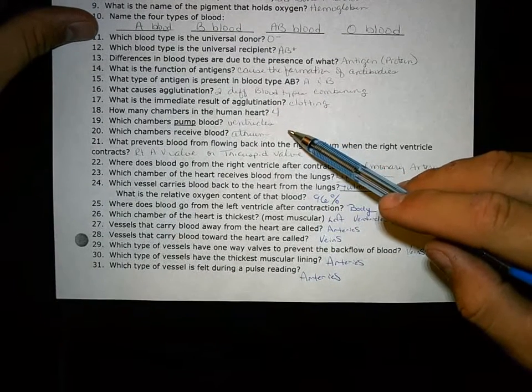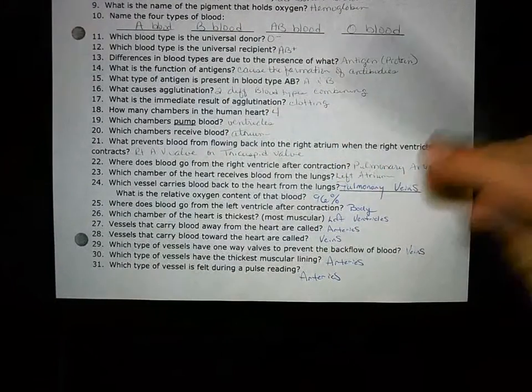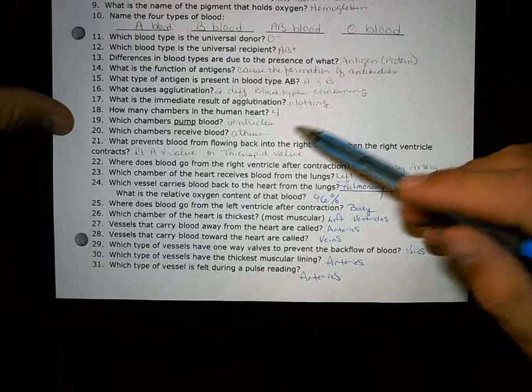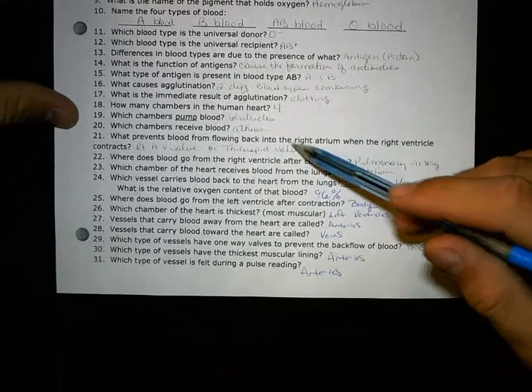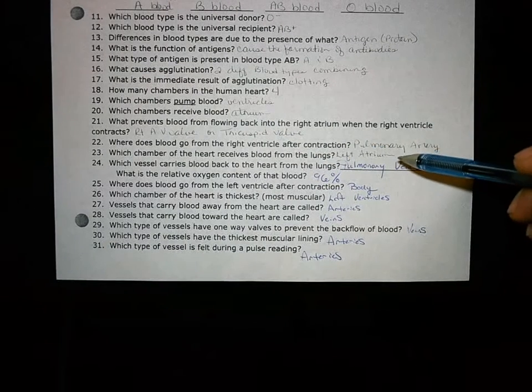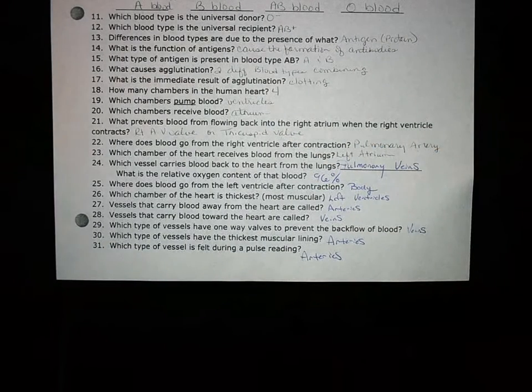How many chambers in the human heart? There's 4 chambers. And we've got a right and left atrium, right and left ventricle. Which chamber pumps blood? That's the ventricles. Which chamber receives blood? That's your atriums. The right atrium receives it from the body. The left atrium receives it from the lungs. The right ventricle sends it to the lungs, and the left ventricle sends it to the body.